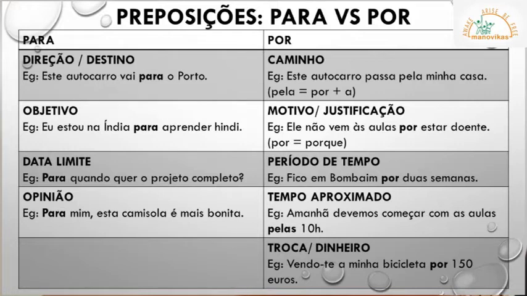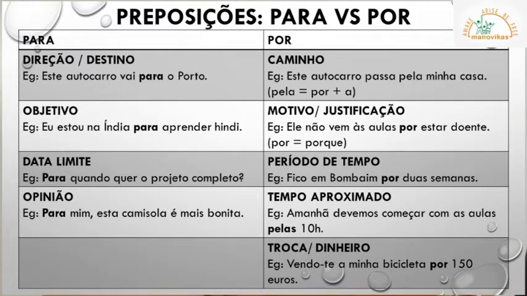Alright? Then when you're talking about money, you're exchanging money, you will say, vendo-te a minha bicicleta por 150 euros. I will sell you my cycle for 150 euros. Okay? So again here we're using por.